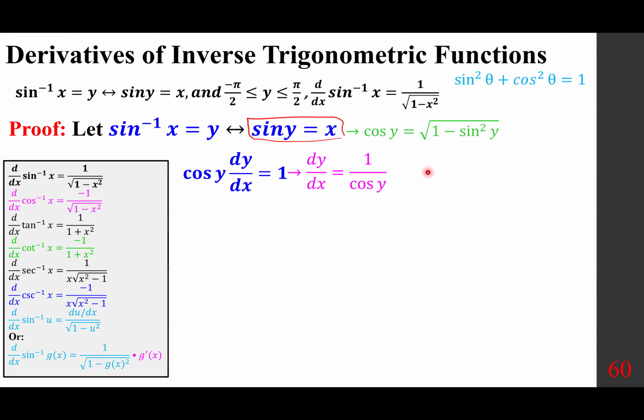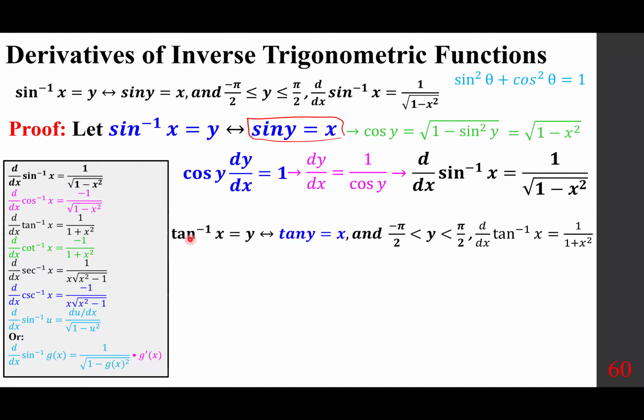So the square root of 1 minus sine y to the second power means the square root of 1 minus x squared under the radical. And so we replace this with that: 1 over cosine y means 1 over the square root of 1 minus x squared. And we just proved the derivative of sine inverse of x is 1 over the square root of 1 minus x squared. We proved that. Let's go with another one.